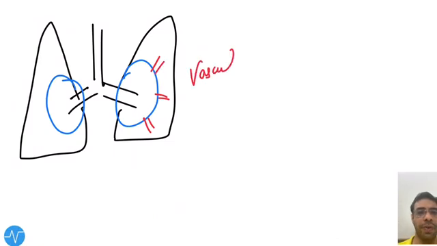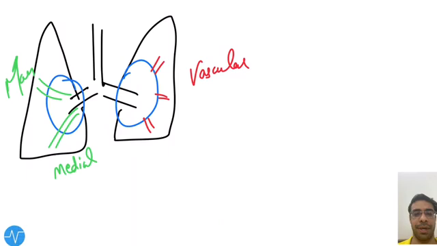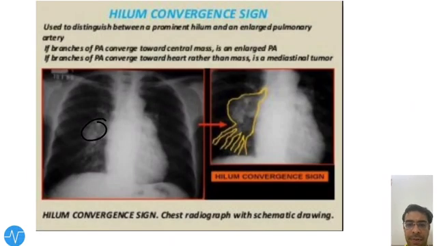Therefore, this cause of enlarged hilum is vascular. This vessel is converging medial to the mass. Therefore, the cause is a mass or a tumor. In the image, here we can see the enlarged mass and the vessels are converging towards it. Therefore, this is a vascular cause, that is, an enlarged pulmonary artery.